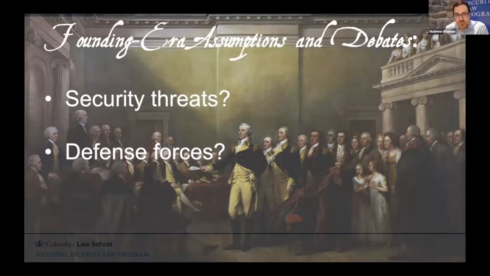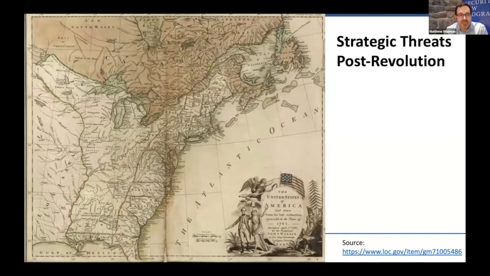And two, what kinds of military power, what kinds of defense forces did the founders think were necessary or might later become necessary to deal with those security threats? So first, as to the security threats themselves, the founding generation had to confront looming security threats on all sides. We were surrounded by security threats.